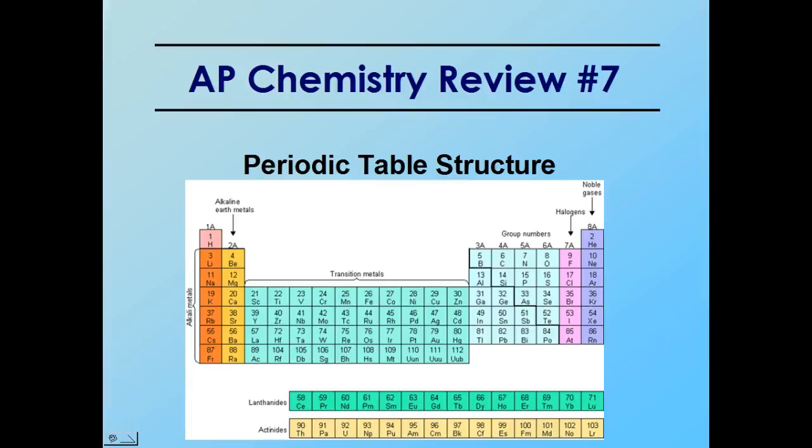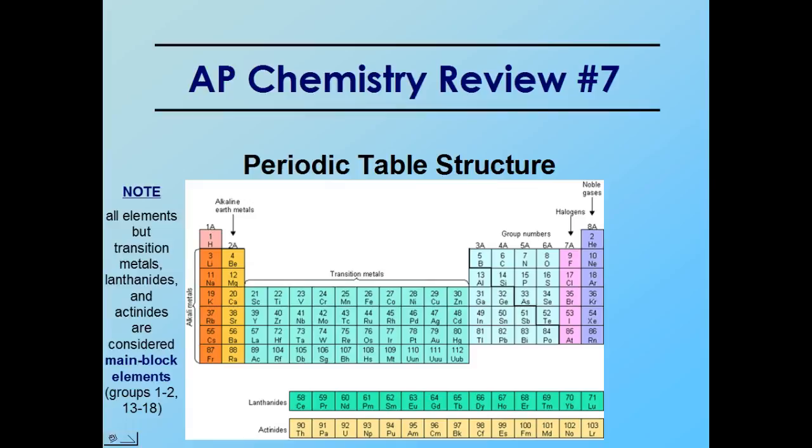Okay, this review should help you with part 7 of your summer assignment. This is really straightforward. We're just going to talk about the main sections of the periodic table and characteristics of the elements that are found in those particular sections.